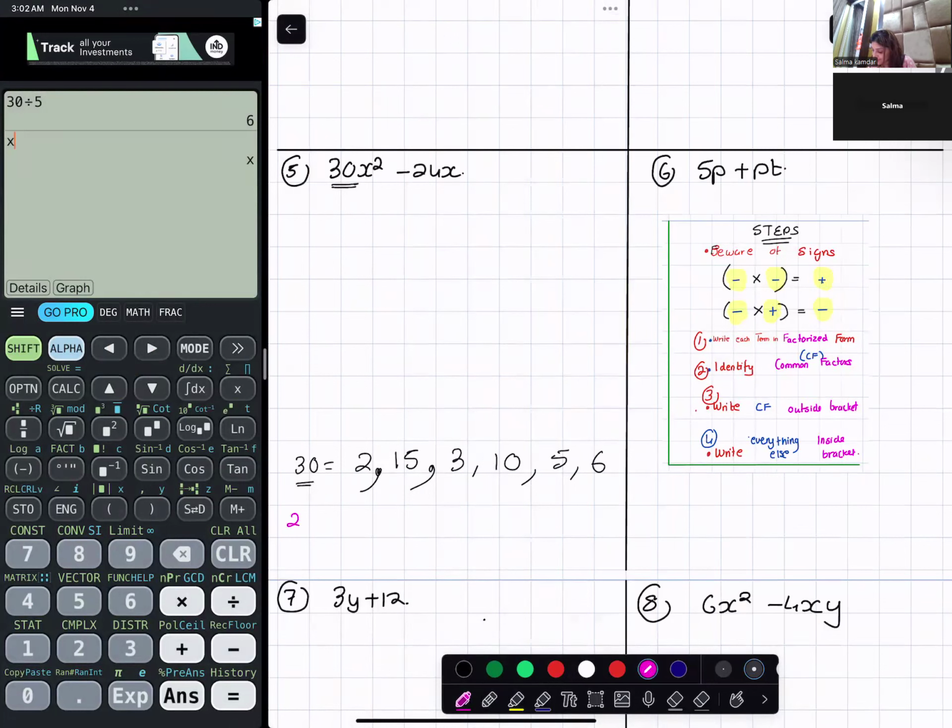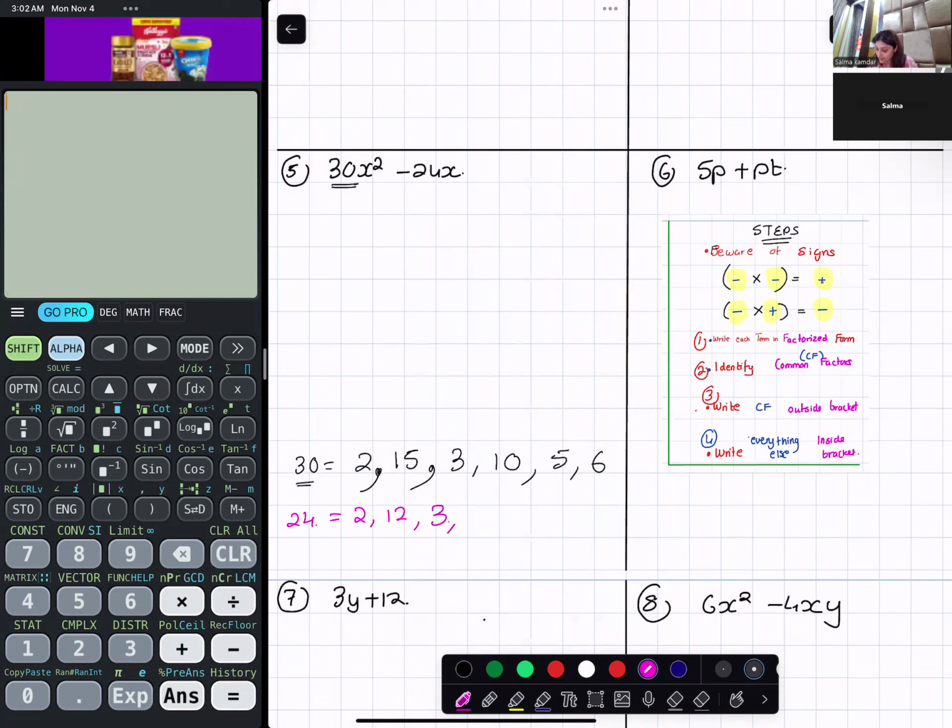Let's find the factors of 24. Factors of 24 would be 2 times 12, 3 times 8 (24 divided by 3), and 24 divided by 4, so 4 times 6. Okay. Now I have to factorize 30. We will try to see the common factor between 30 and 24. The common factor between 30 and 24 is 6.